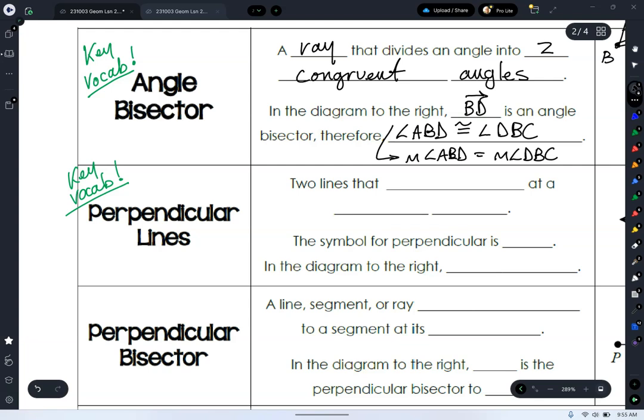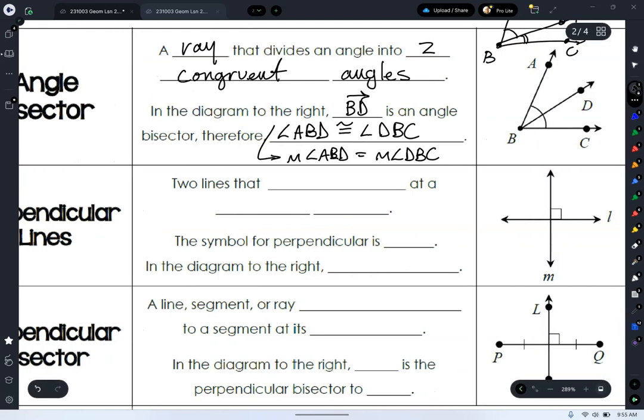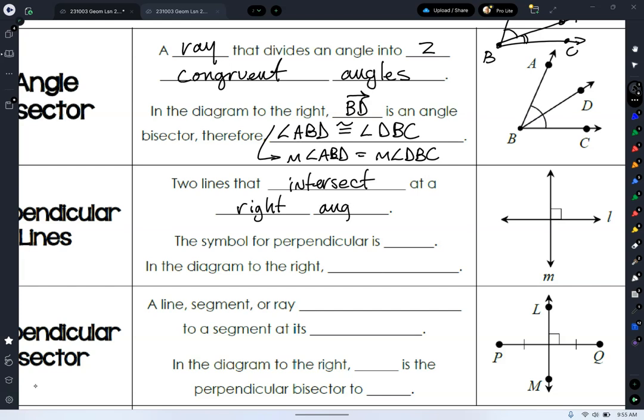So perpendicular lines, this is a word that you must know. Perpendicular lines are two lines that intersect. That means they cross each other, right? At a right angle. How many degrees is a right angle? 90 degrees, right? Okay.